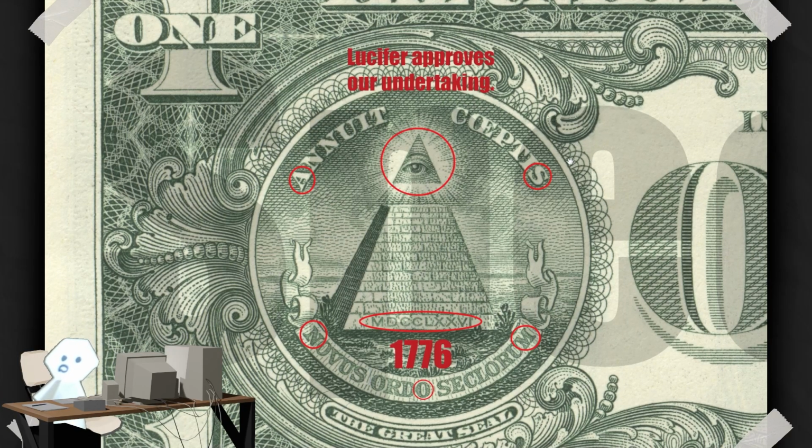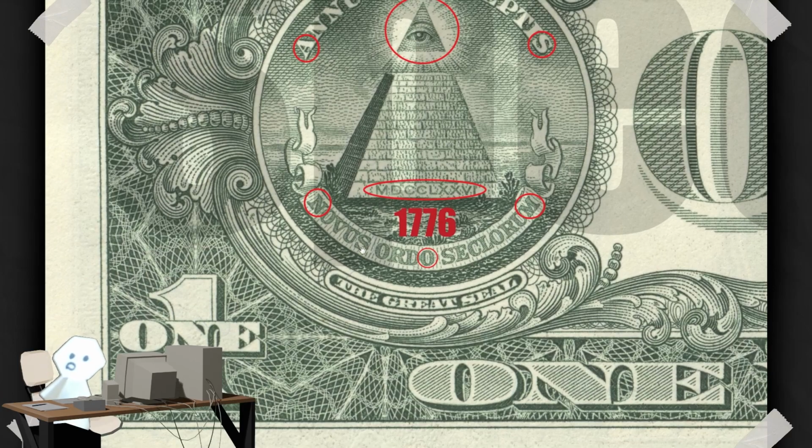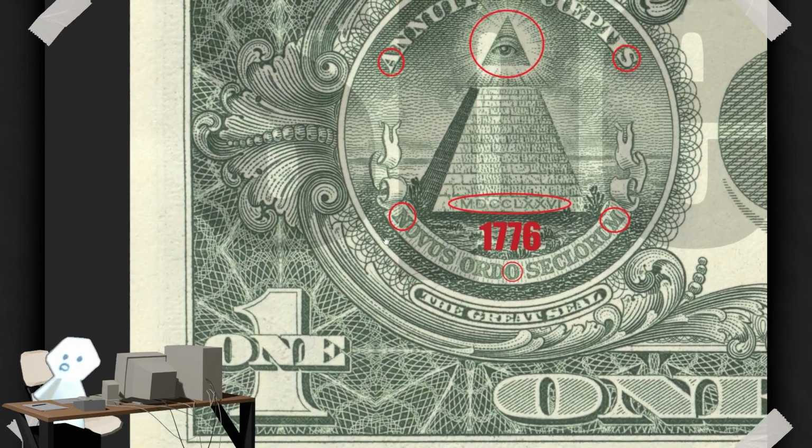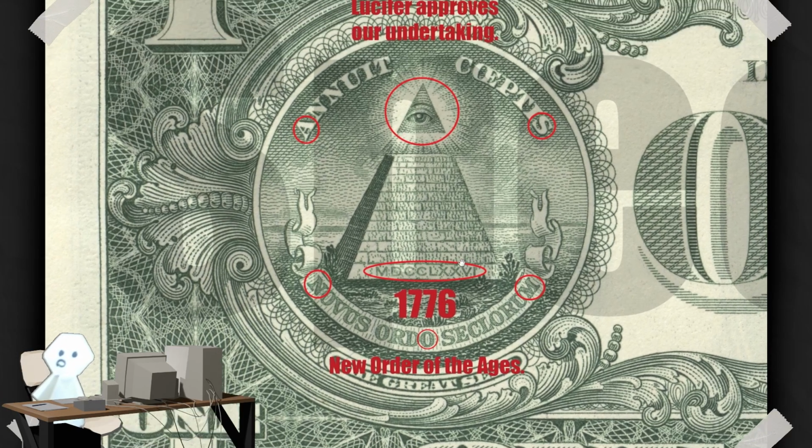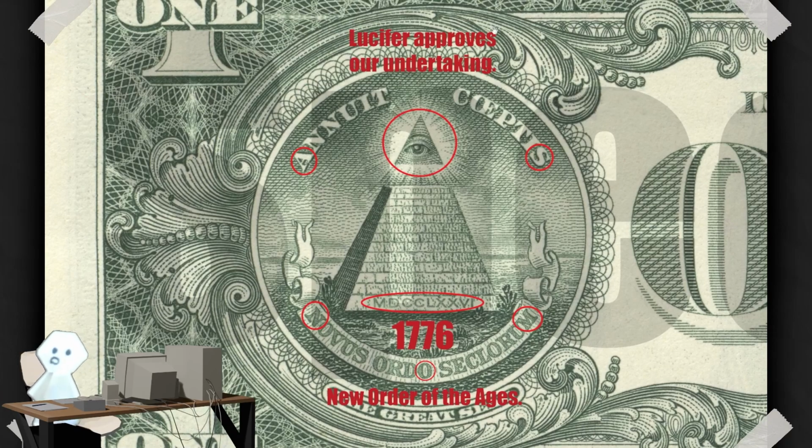So this is for the text at the top, and here it says Novus Ordo Seclorum, New Order of the Ages. So it says Lucifer approves our undertaking of the New Order of the Ages. Really creepy, man. Really creepy stuff, man.